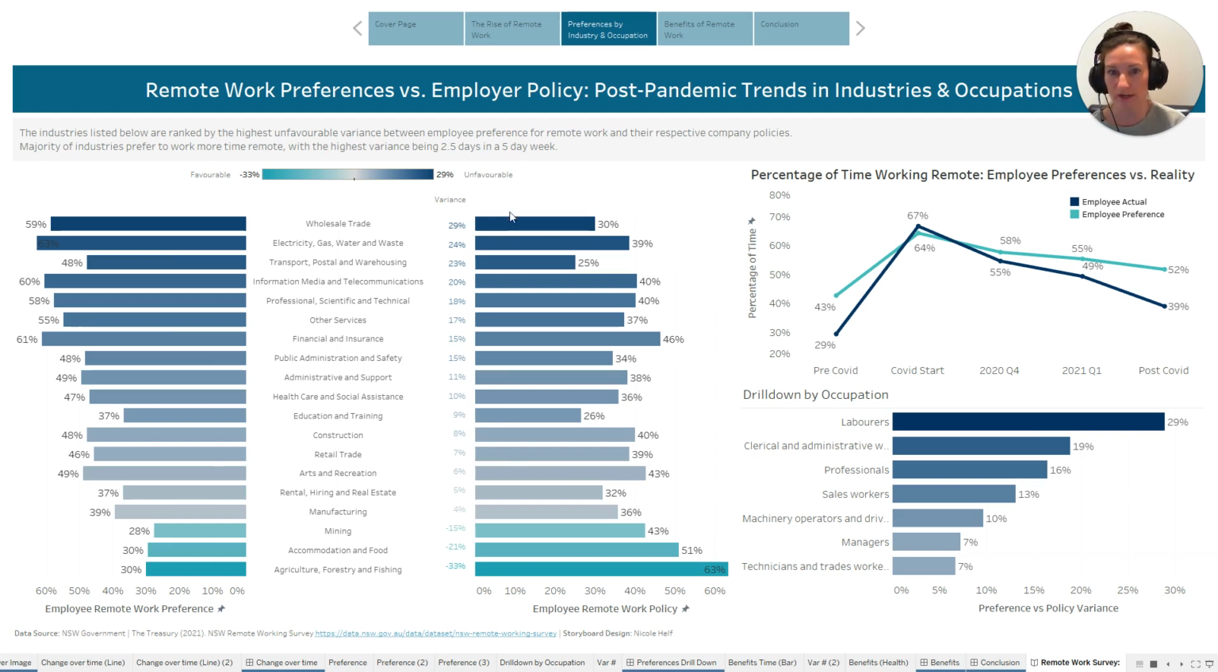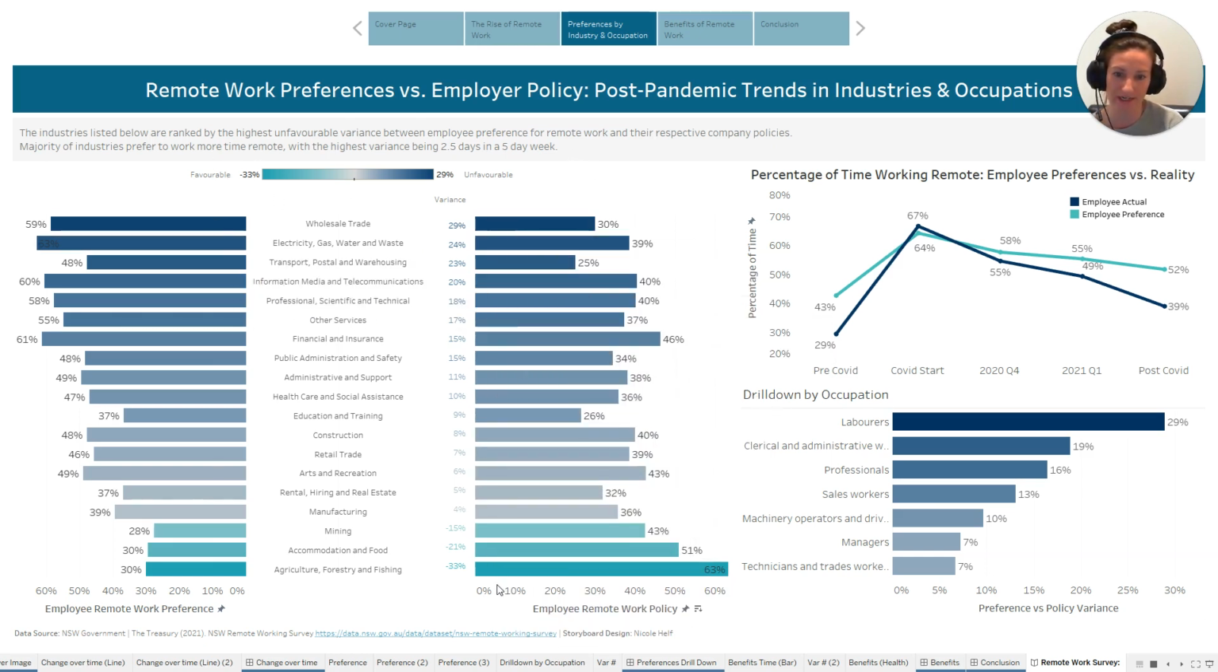And then the majority of the industries that are listed here, on average, do prefer to work more time remote, with the highest variance being about 2.5 days. So I do have this color scale here to represent. If it's the dark blue, it's more of an unfavorable variance, meaning there are employees that would prefer to work more than what they actually are. And then the lighter teal color is more favorable.